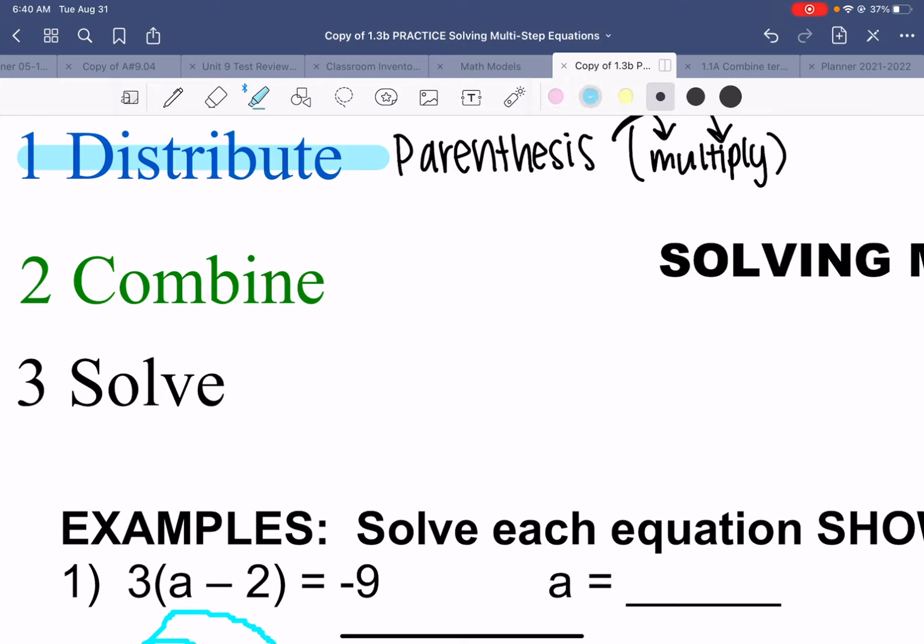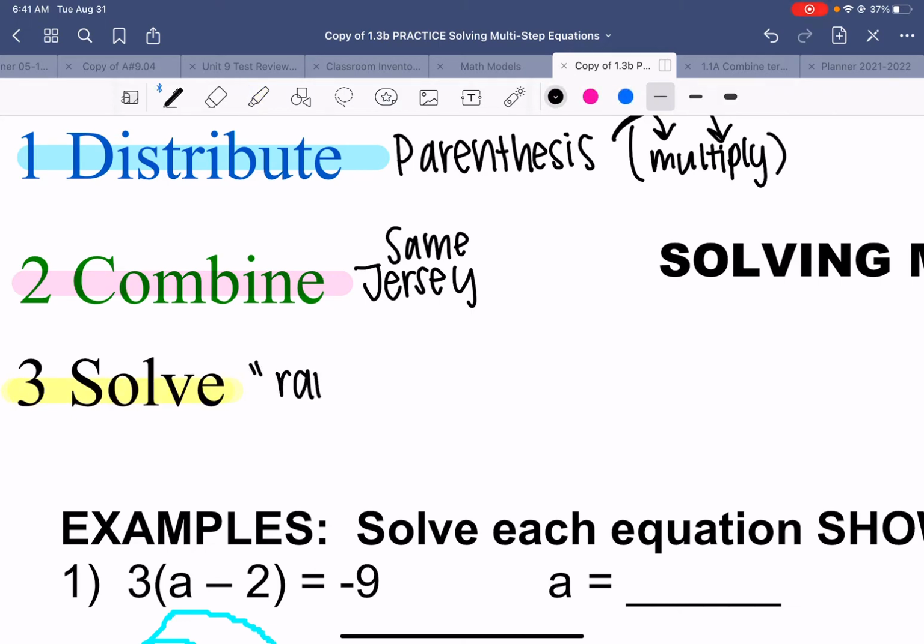Okay. The next step is to combine. If we remember from that short 5-minute video, combining, we're looking for everyone that's on the same team, everyone with the same jersey, and adding those together. Okay. And then we solve. So when we solve, this is your railroad tracks, or you're getting x by itself.